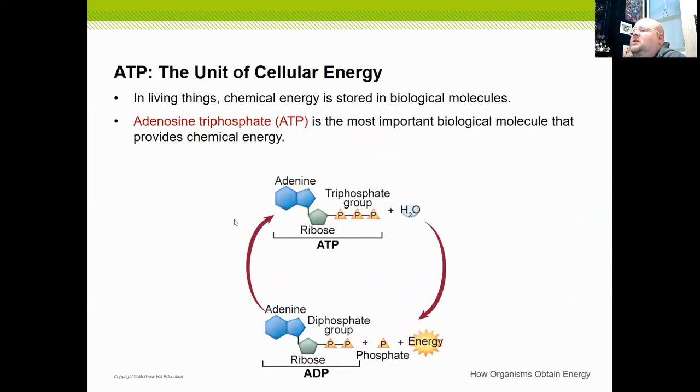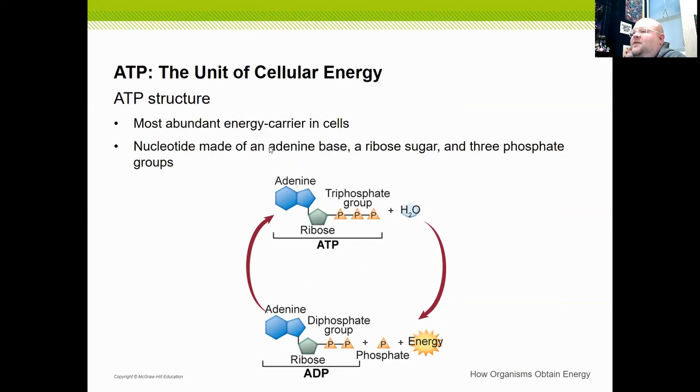And then ATP, adenosine triphosphate, that's the unit of cellular energy. You're going to see that word a lot in biology class. ATP, adenosine triphosphate. That is a unit of energy in our cells. So in living things, chemical energy is stored in all those biological molecules that we briefly talked about recently. And ATP is the most important biological molecule that provides us energy.